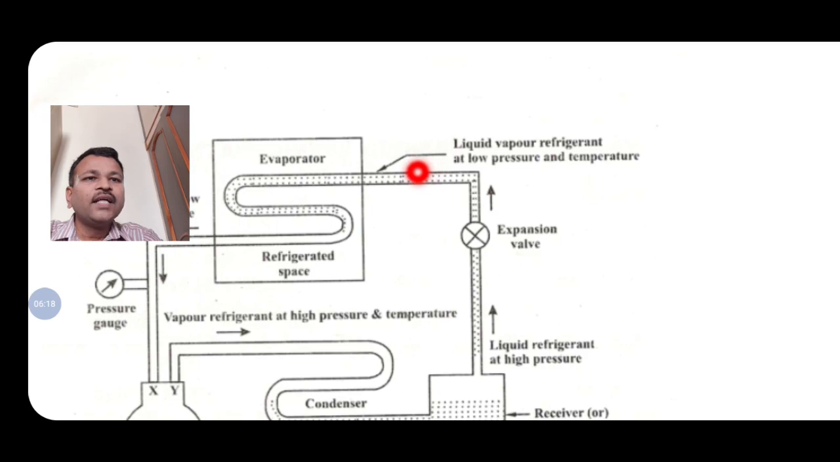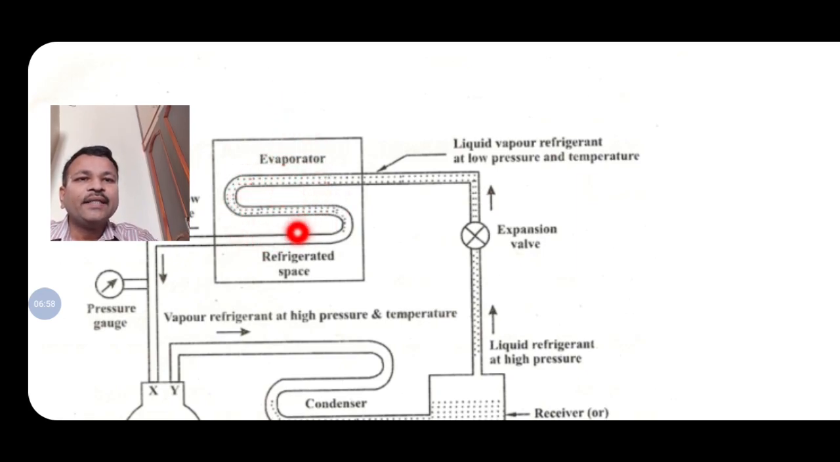Again it will come to the evaporator. In the evaporator, this is the refrigerated space as I told you. When the liquid refrigerant, which is at low pressure and low temperature, comes to the evaporator, it is going to evaporate. While it is evaporating, it will take the heat which is present in this refrigerated space and carry that heat to the atmosphere.